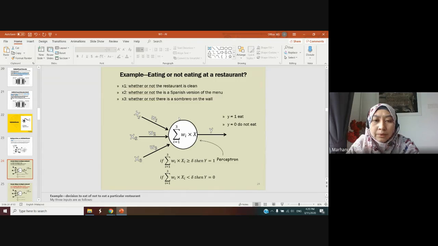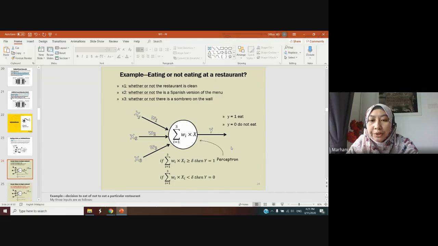Maybe if we want to ask the machine to make decisions on our behalf, we give them input. This is our parameter. We want to have all of it: clean, a Spanish menu and a sombrero. So Y1 is eat. If the result here is 1, then we eat at the restaurant. If Y equals 0, do not eat. All the parameters here we set in the system.